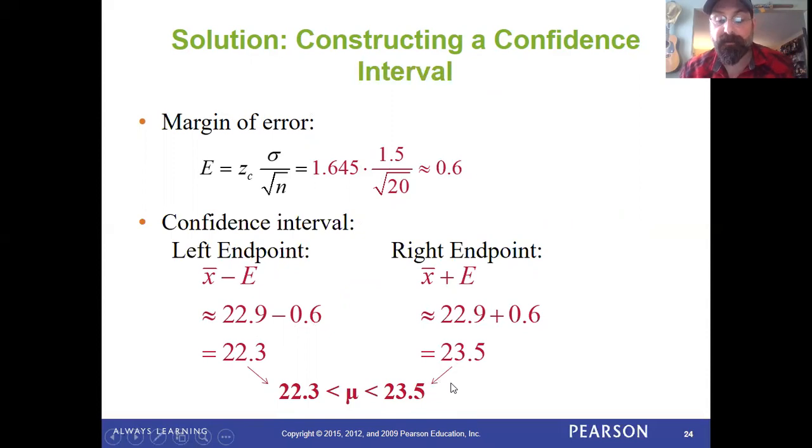Okay. I want to caution you. What we've just done here is found an estimate for the average of all the college students. This says nothing about individual college students. It doesn't say that 90% of the college students are between 22.3 years and 23.5 years old. It doesn't say that at all. What it says is if we averaged all of the college students, we're 90% confident the average of all of them is between these two values. So this says nothing about individuals.